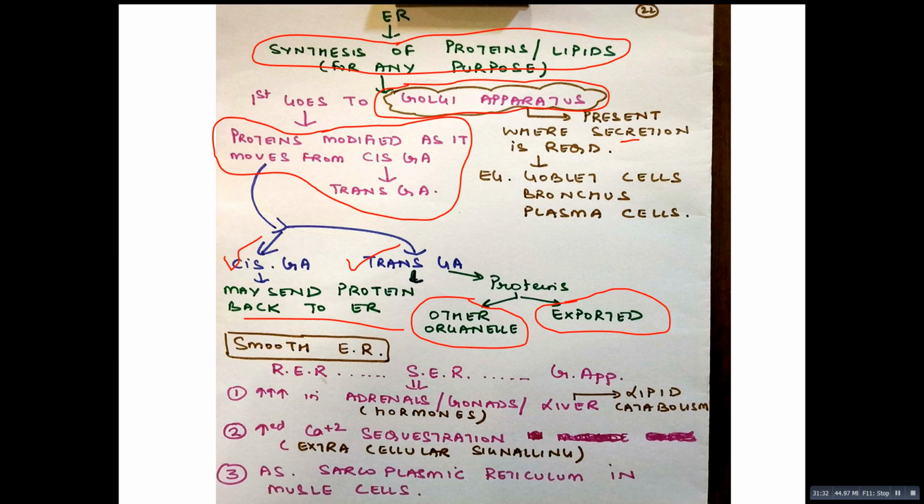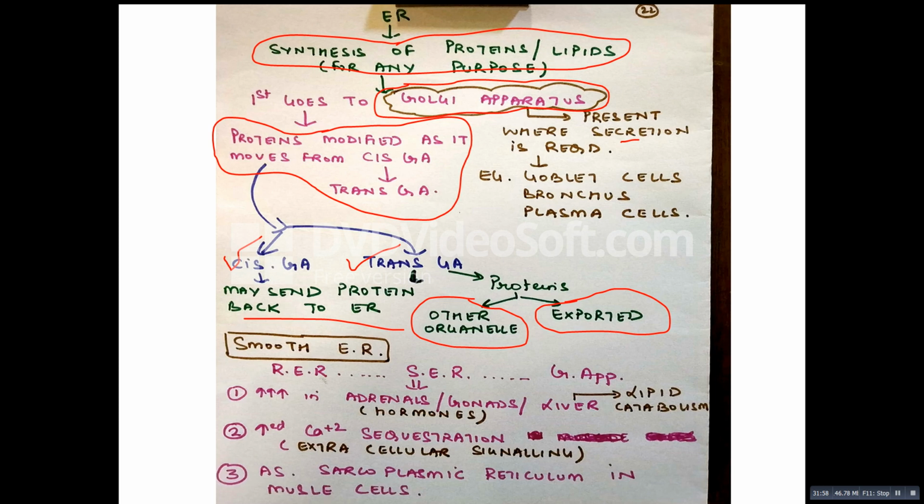Now, one important thing I wanted to say about the Golgi apparatus is that it is normally present in those places where any kind of secretion is required. For example, goblet cells in our intestine. For example, the bronchus, where a lot of mucus secretion happens, and the plasma cell, where there is secretion of large amounts of antibodies.